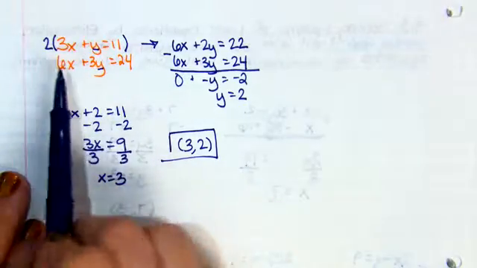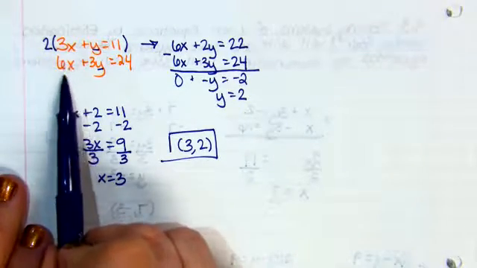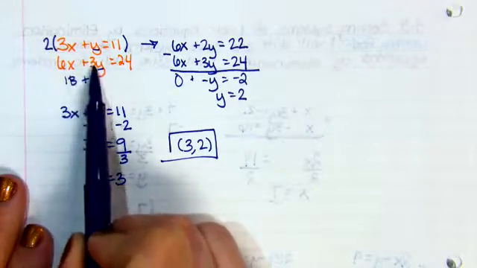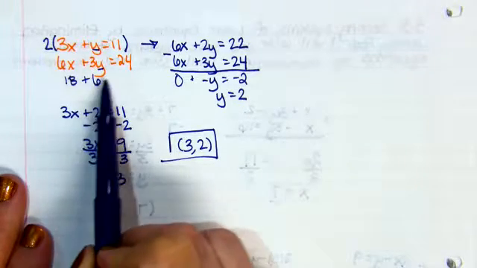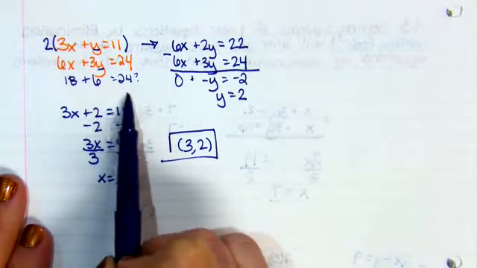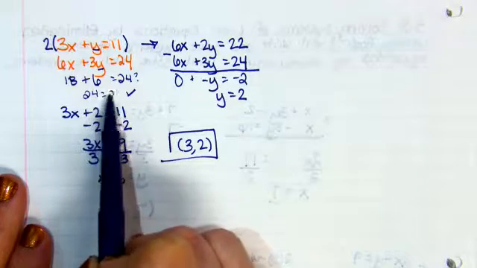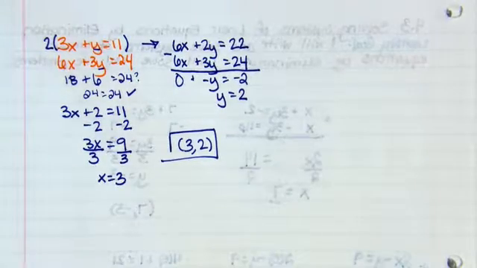Let's put it in here real quick. 6 times 3 is 18, plus 3 times 2 is 6, so 18 plus 6 is 24. Yep, that's 24 equals 24. So that's a pretty good indication that I did this correctly.